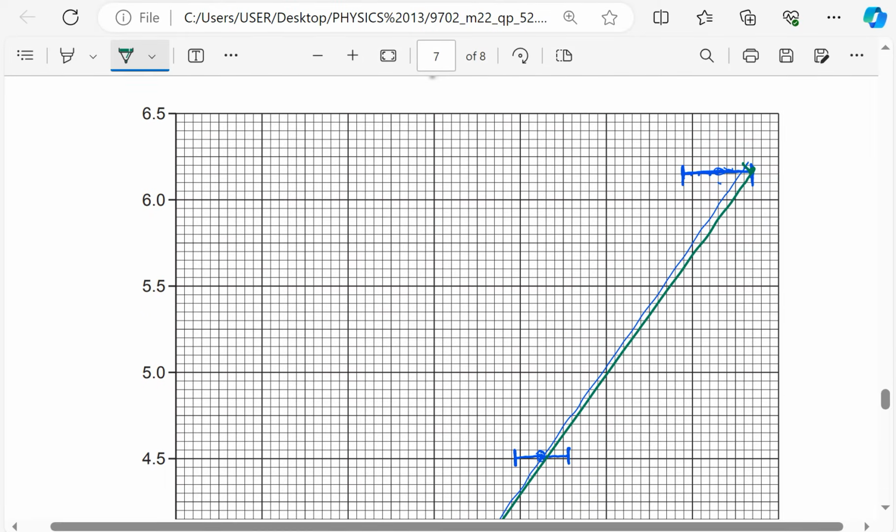you are allowed to use a different color for the line of worst fit. You may not use a pencil. So this is going to be the worst fit line, and this is going to be the best fit line.